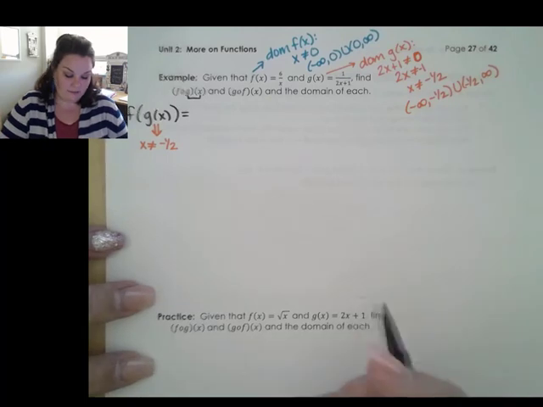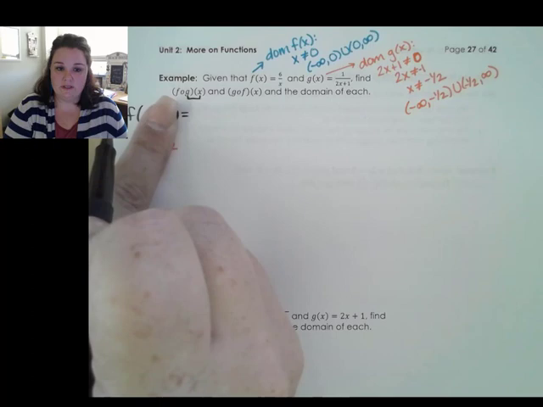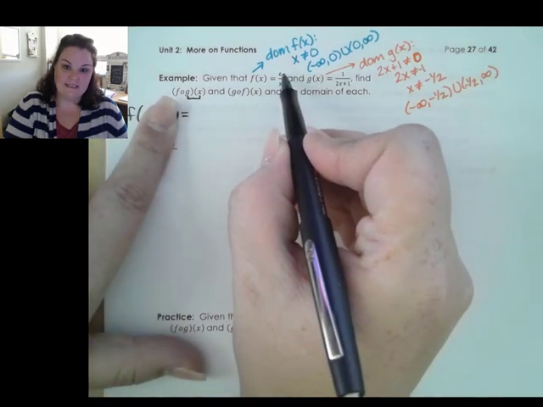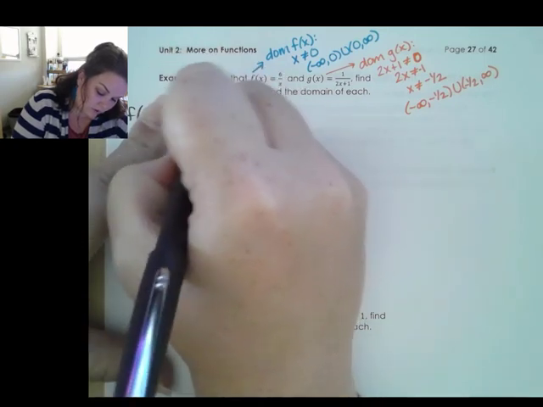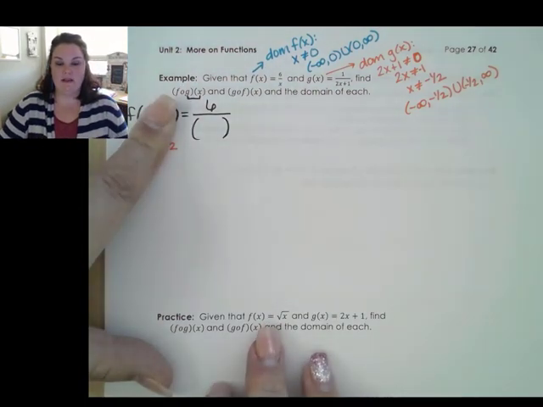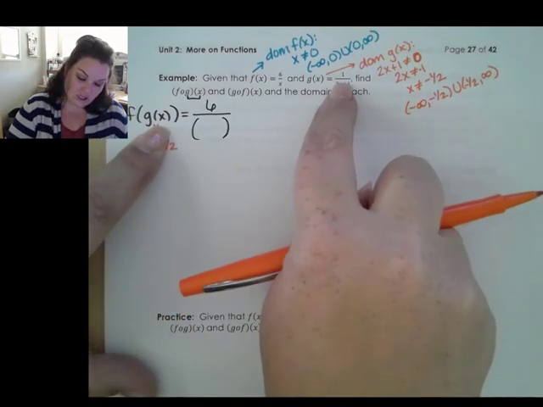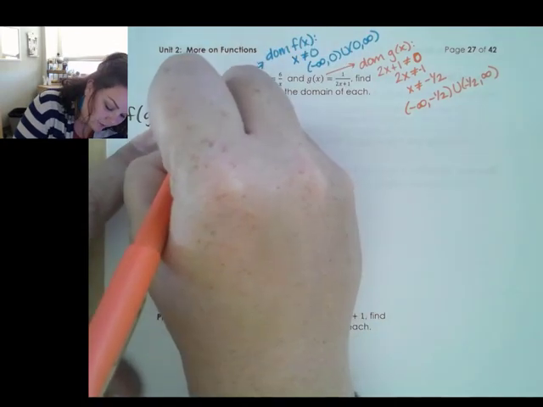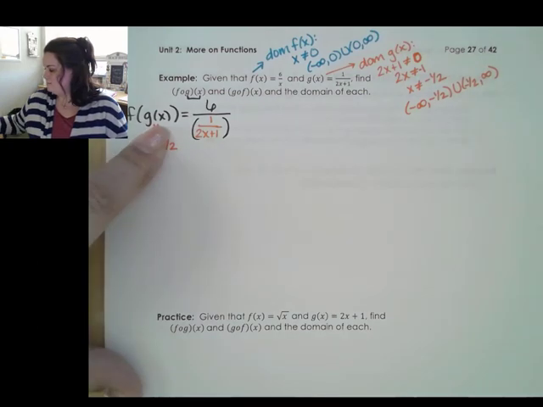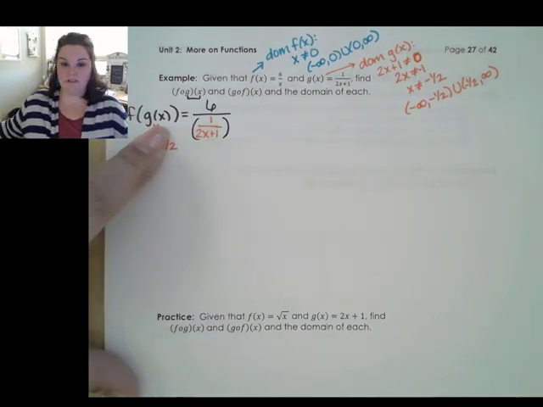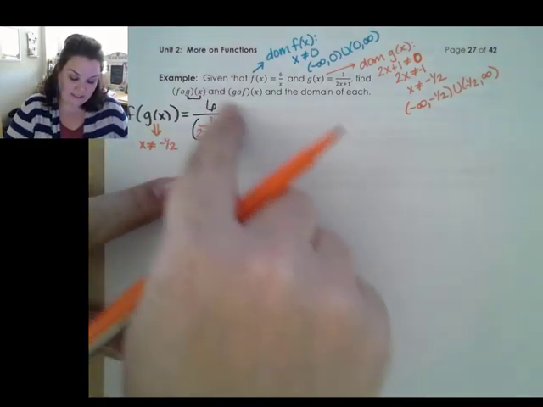Okay, all right, so I'm going to ignore g for just a hot second and write what f does to our input. f takes 6 and divides it by our input. So 6 over our input. And notice here, our input is the g function. So the g function that I'm plugging in is 1 over 2x plus 1. All right, so now we just need to simplify this.